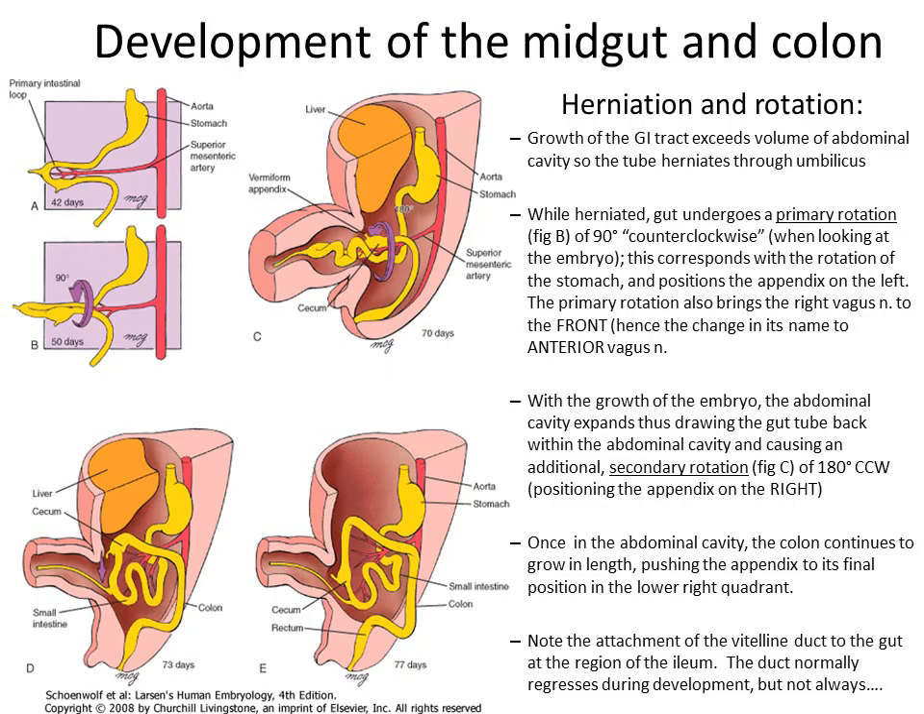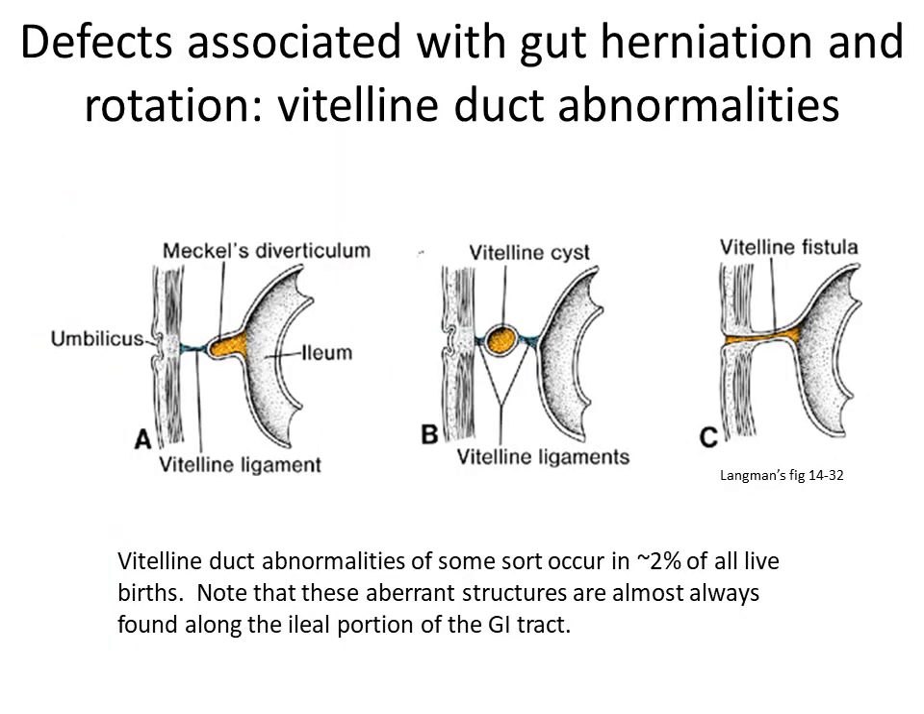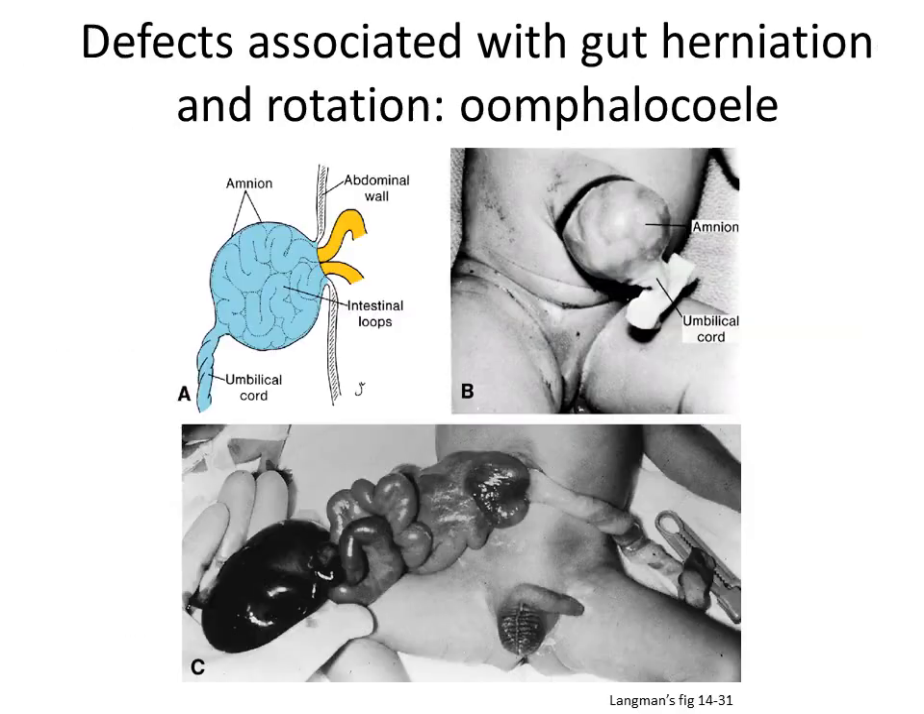Ducts normally regress during development, but not always. Defects associated with gut herniation and rotation: vitelline duct abnormalities. During development, the vitelline duct can form a Meckel diverticulum, a vitelline cyst, or a vitelline fistula. Vitelline duct abnormalities of some sort occur in 2% of all live births. Note that these abnormal structures are almost always found along the ileal portion of the GI tract.